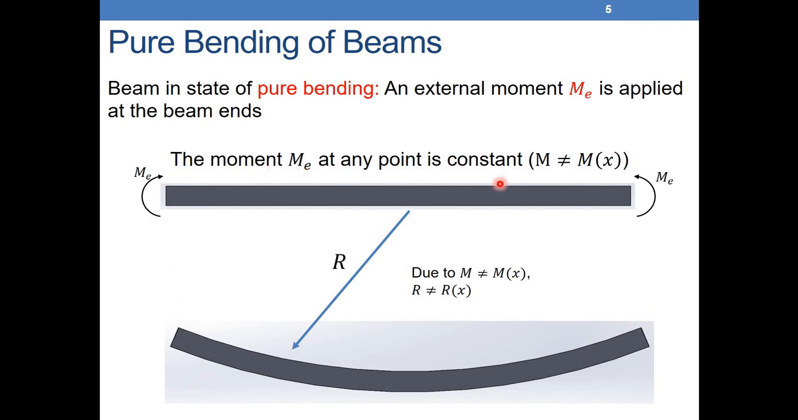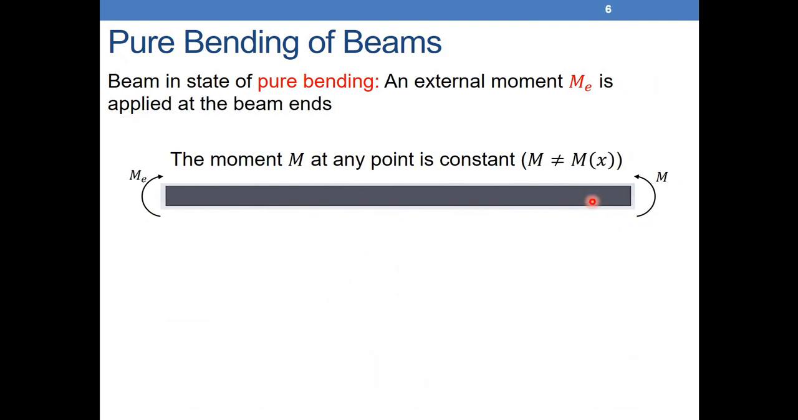So the external moment here is constant. When we say M is different than M of x, it means that the moment does not vary with x. That's why it's a constant moment. If I have a constant moment here and a constant moment here, equal but opposite in direction, we can say we have what we call pure bending. R here is what we call the radius of curvature, because the beam will become a curve due to the bending on the right and on the left. So this is what we call pure bending.